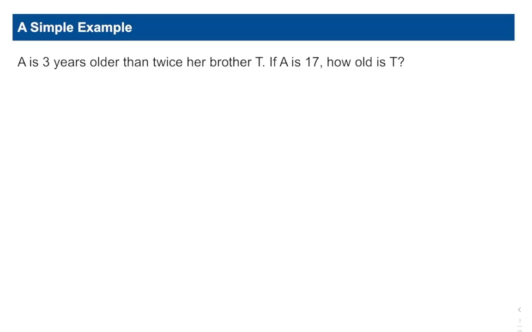Now let's see this simple example. A is 3 years older than twice her brother T. If A is 14, how old is T? We may not need to use variables. This one is simple. A is 3 years older than twice her brother T. So twice her brother T's age is going to be 17 minus 3, 14.